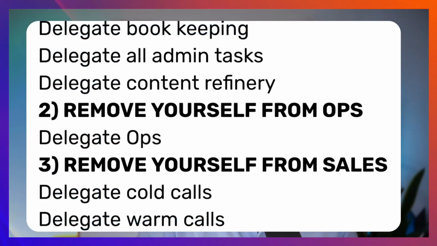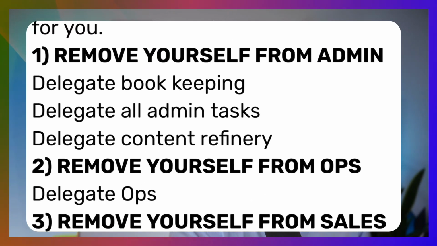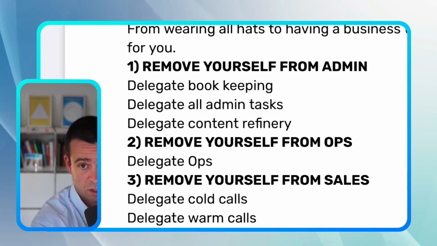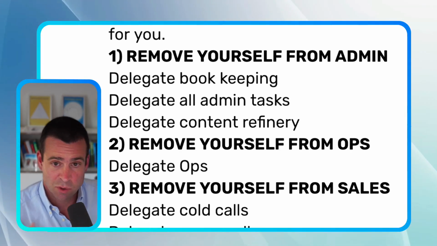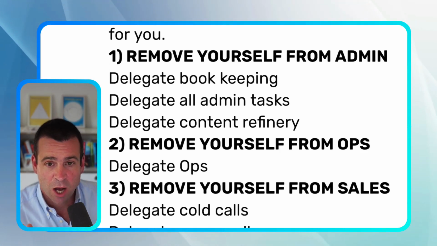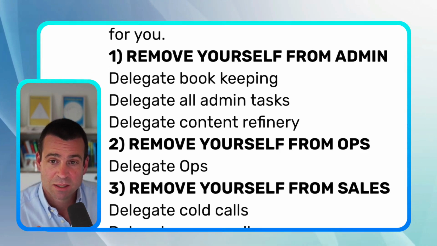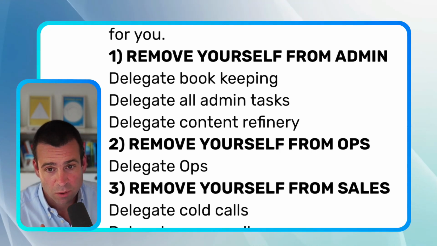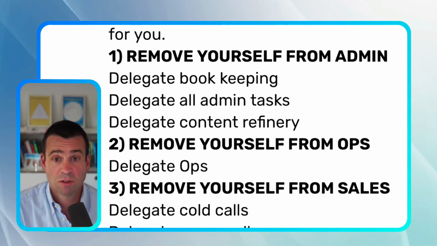You remove yourselves first from the admin tasks. It's something that I see people doing, and it's a problem if you remove yourself from sales as the first thing. It usually doesn't work. You have to first remove yourself from everything admin. How do you do that? You delegate bookkeeping first. Then you delegate all the admin tasks. Everything a software or a VA can do will be delegated. It's admin. And the third thing is you delegate the content refinery.